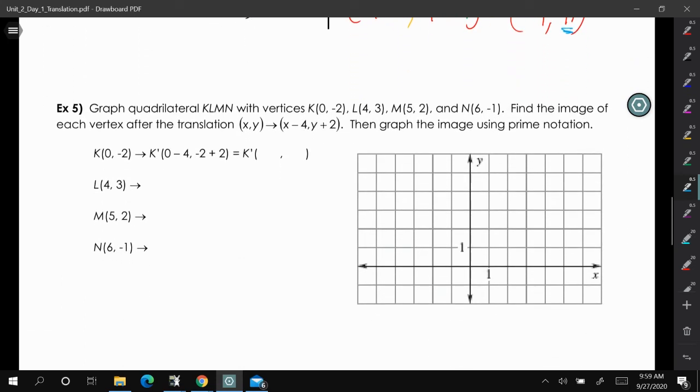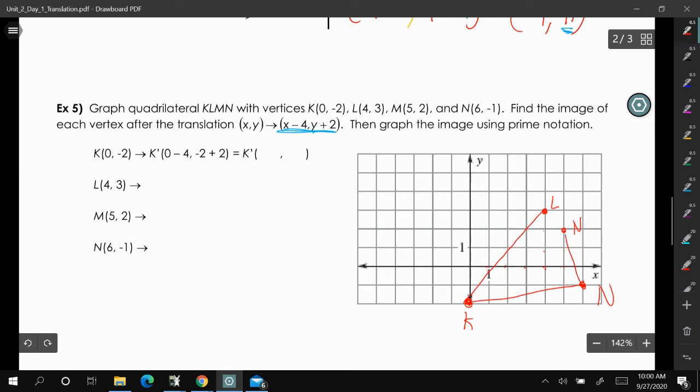And so in this example, we're going to graph this quadrilateral with these 4 points, and we're going to find the image after each vertex is translated using this rule, and then we're going to graph the translated figure. So 0, comma, -2, that's K. 4, comma, 3 is L. M is 5, comma, 2. And N is 6, comma, -1. So this is our quadrilateral.